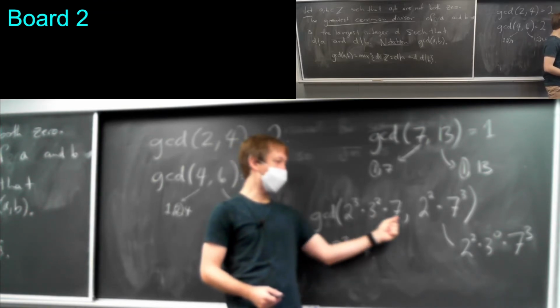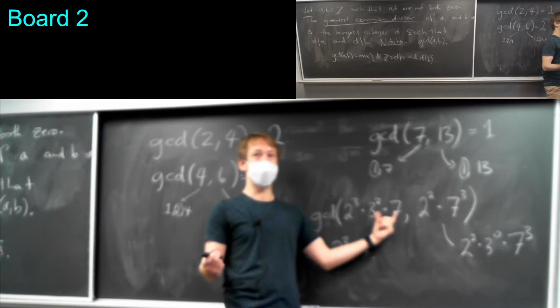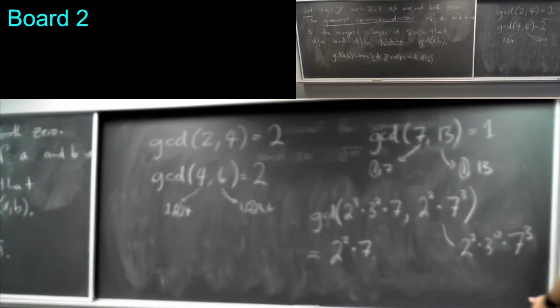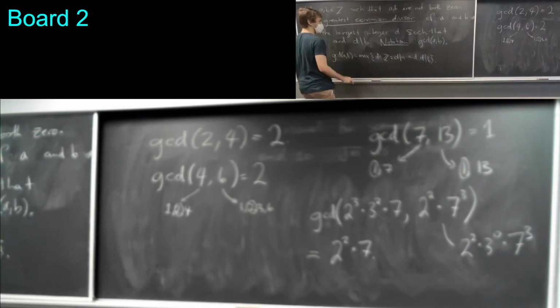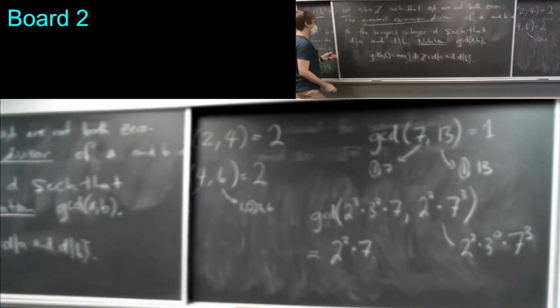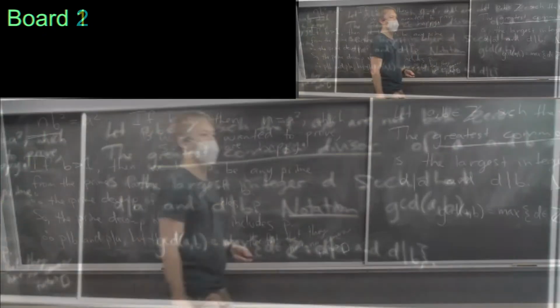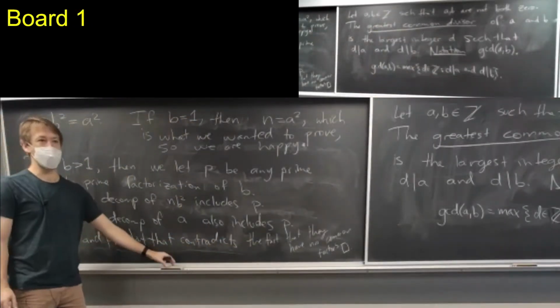Like, for example, this number is not divisible by 5 because 5 is not in the prime decomposition. Okay, so let me tell you now about the least common multiple, which is almost the same thing. And then I'll come back to that prime factorization thing that I was talking about there.